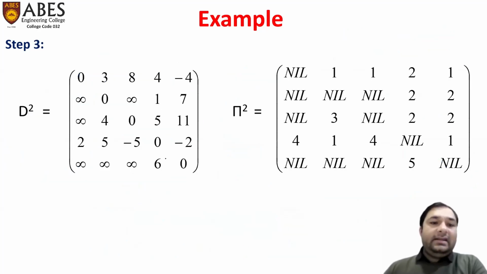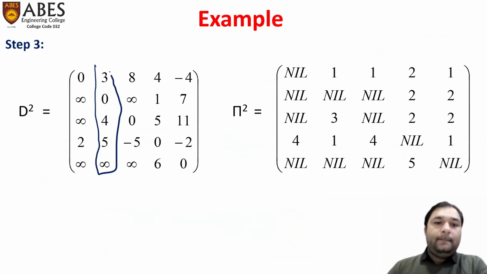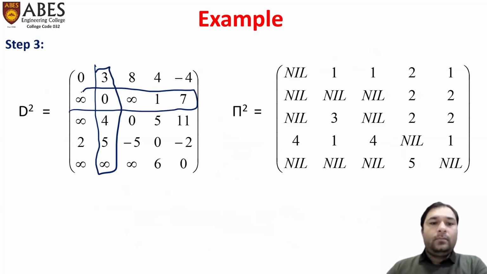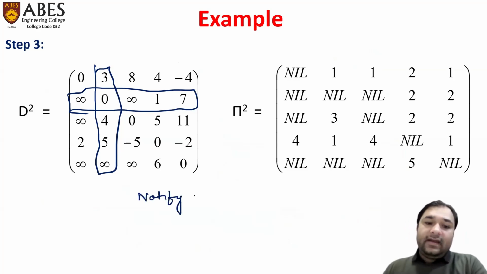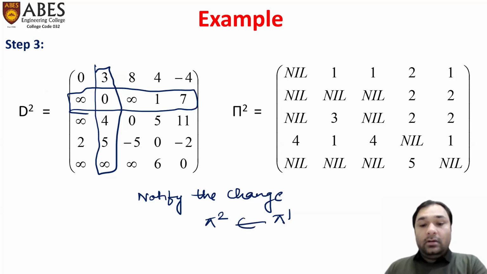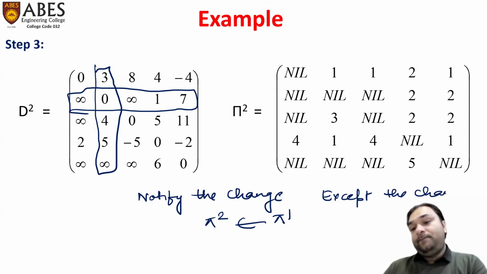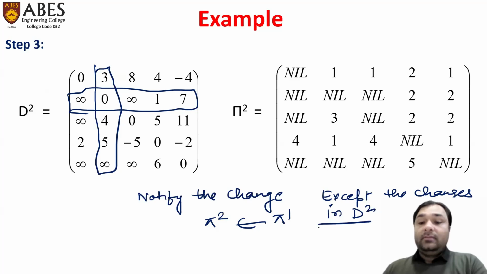Similarly, for D naught to D2, second column, second row, if there is an infinity, we simply copy the column. If there is an infinity in the column, we simply copy the row and compute the other values. After computing the other values, we notice the changes. Then we copy pi 1 into pi 2, skipping the changes in D1 to D2. The changes in D2.